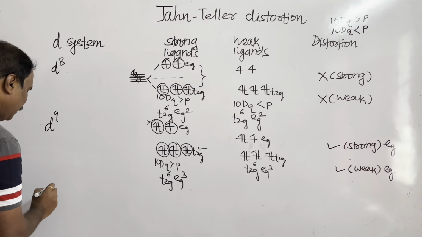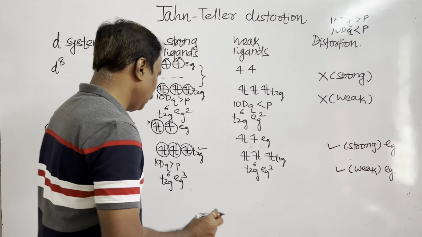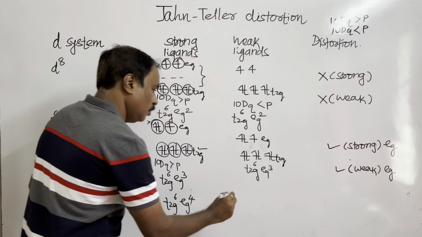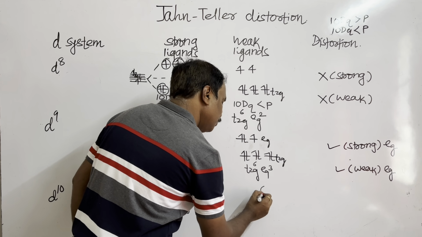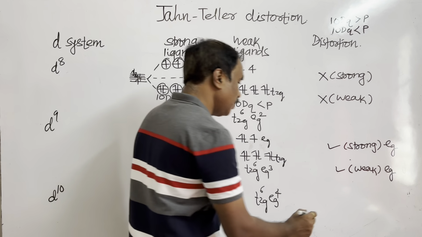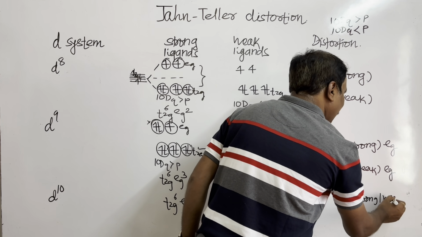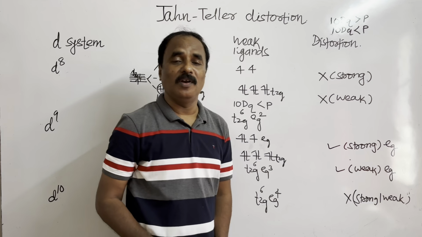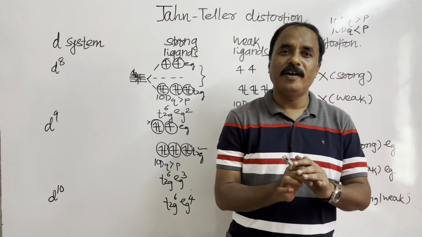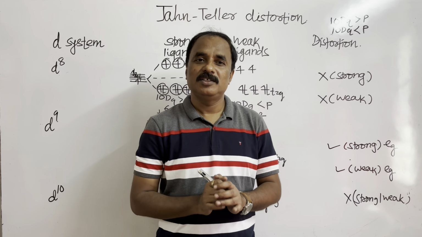And in case of d8 system, in both cases electronic configuration will be symmetrical, that is t2g6 and eg4. Even when there is attack of weak ligands, t2g6 and eg4, geometry will be regular and there is no distortion even when there is attack of strong or weak ligands. So geometry will be regular. So tetragonal compression or elongation is due to unsymmetrical filling of electrons in t2g or eg. This is said to be Jahn-Teller distortion.